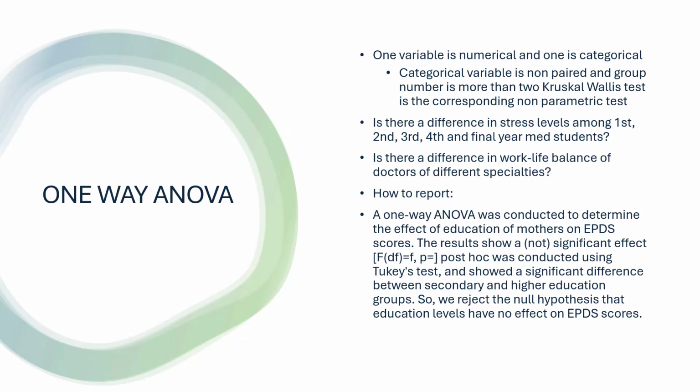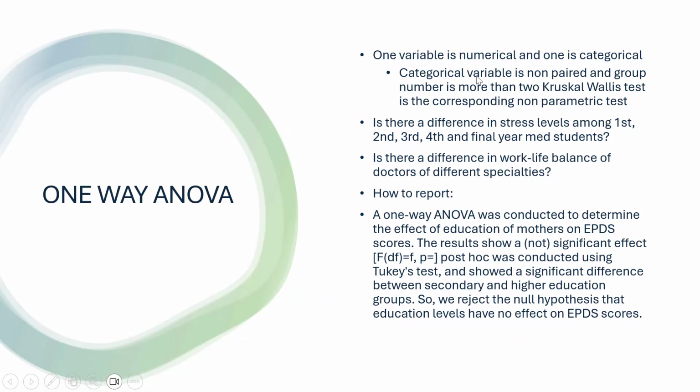Okay. What if the group number is more than two? That is, it's not male and female, it's male, female and another gender. Or it could be the levels of education: primary, secondary, tertiary level of education, and the quantitative variable. Okay. So now I'll be showing you guys even one example. If the categorical variable is not paired and it has more than two groups, we go for ANOVA.